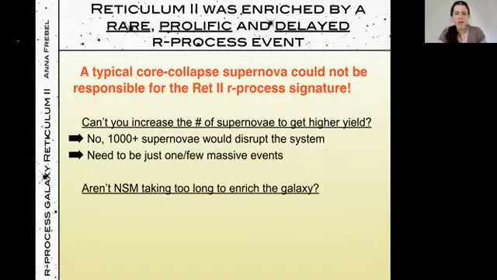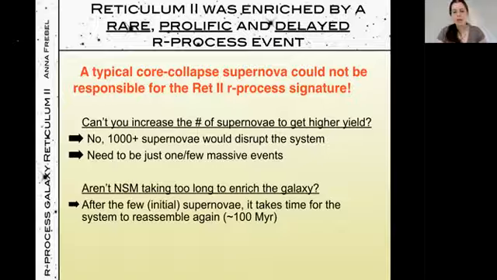And another concern is, well, wouldn't a neutron star merger take way too long to enrich the galaxy? If we think back, I hadn't really pointed this out, but these are all very metal poor stars. They're very close to -3. And they must have formed very, very early on. And a neutron star merger takes time to inspiral. And so isn't that a tension? That was a tension for a long time.